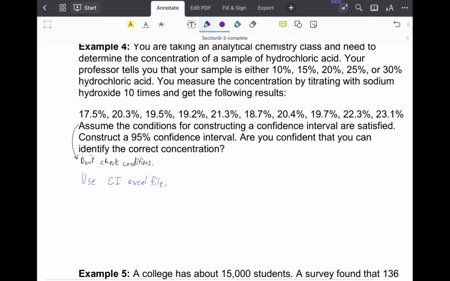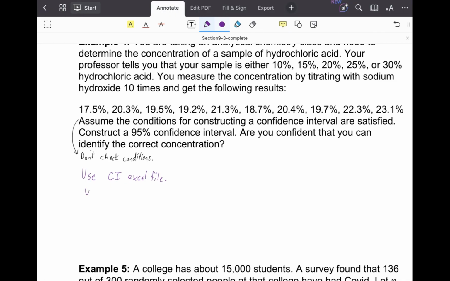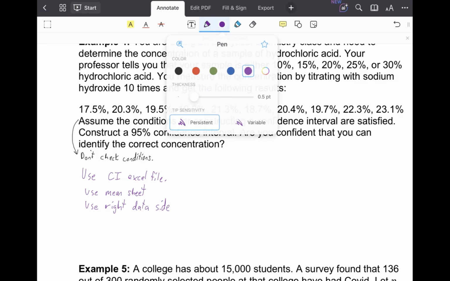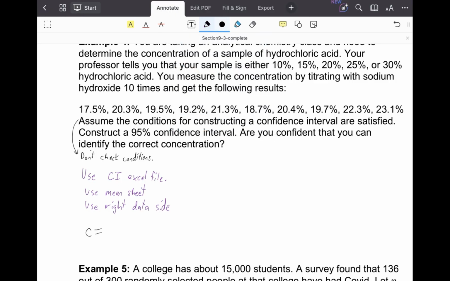Concentration for acids are usually not done in percentages, they're usually done in molarity, but we can add these all together and then find the mean by dividing by 10. That's what we would want to do. So we're going to use the mean sheet. And since we're given the data, use the right side, which is the data side. The only thing that we plug in with the data is the confidence level, which is 0.95.